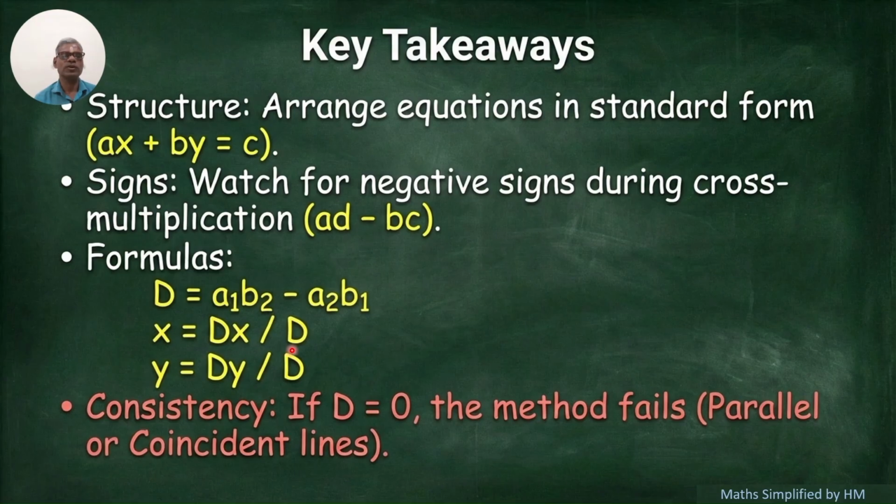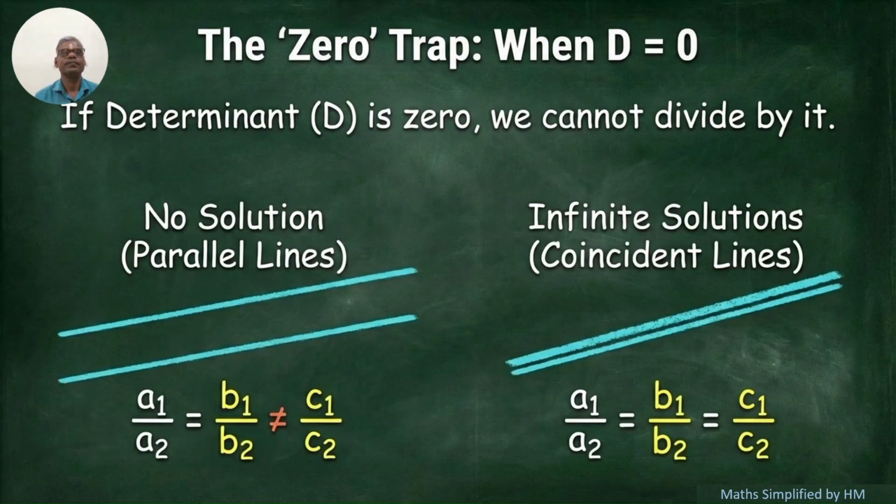x is Dx upon D. y is Dy divided by D. Consistency: if D is equal to 0, the method fails. The lines will be parallel or coincident lines.